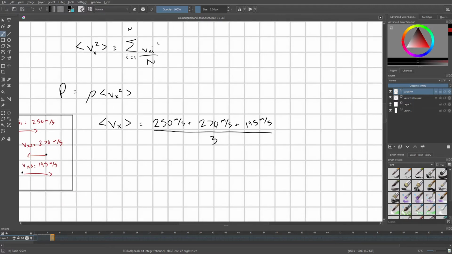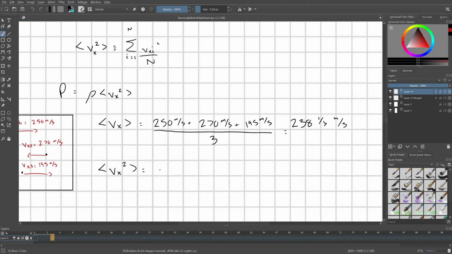And so doing this, we would end up getting an average speed of, I think, about 238 and a third meters per second. So if that's how you would go about finding just the mean speed, right, the mean square would be very similar, right? I'm finding the mean of Vx, but squared, right?